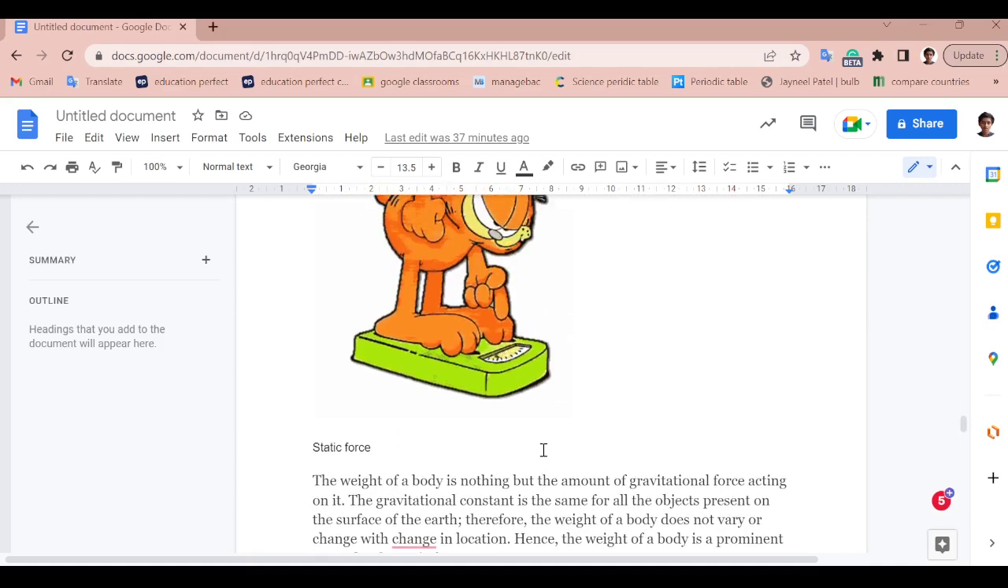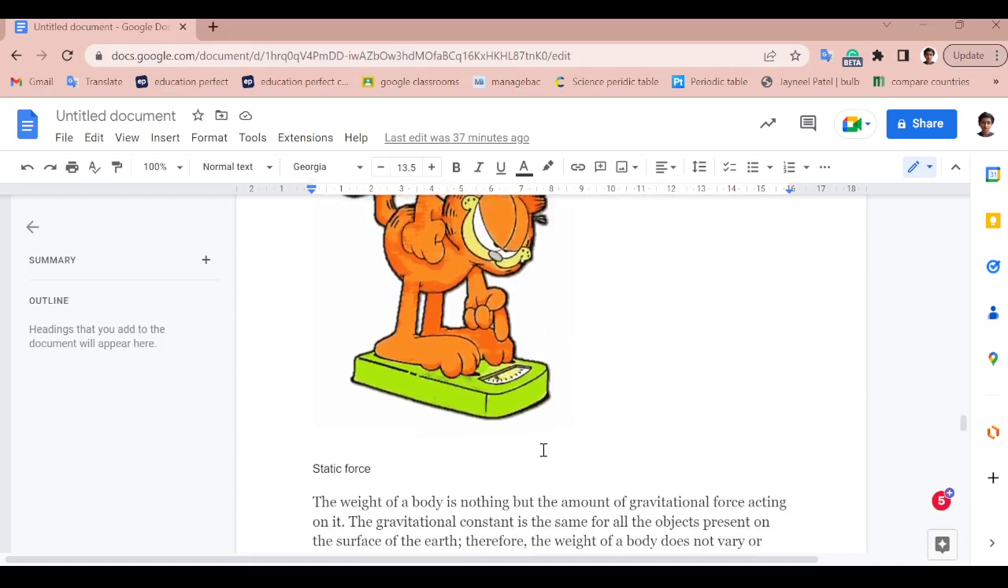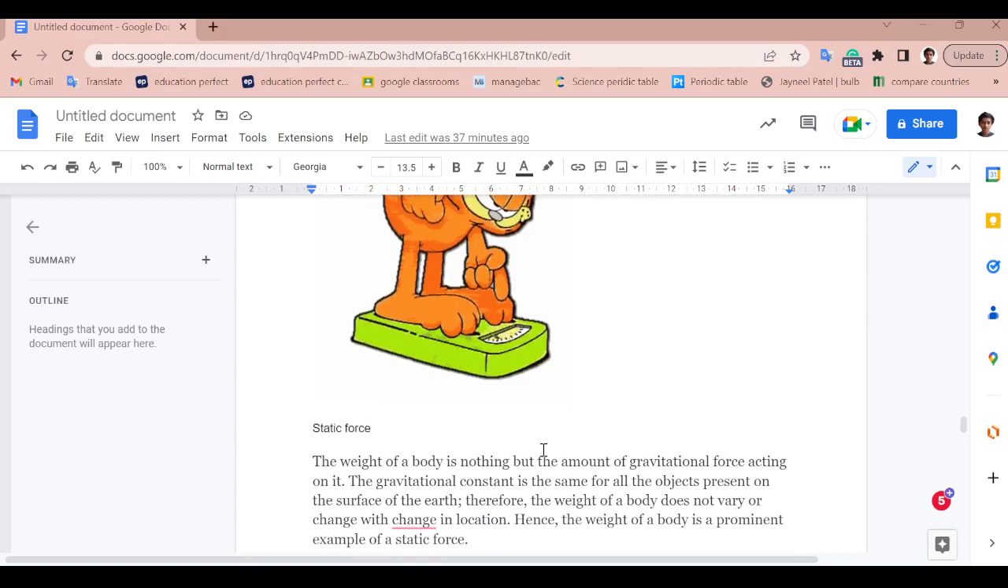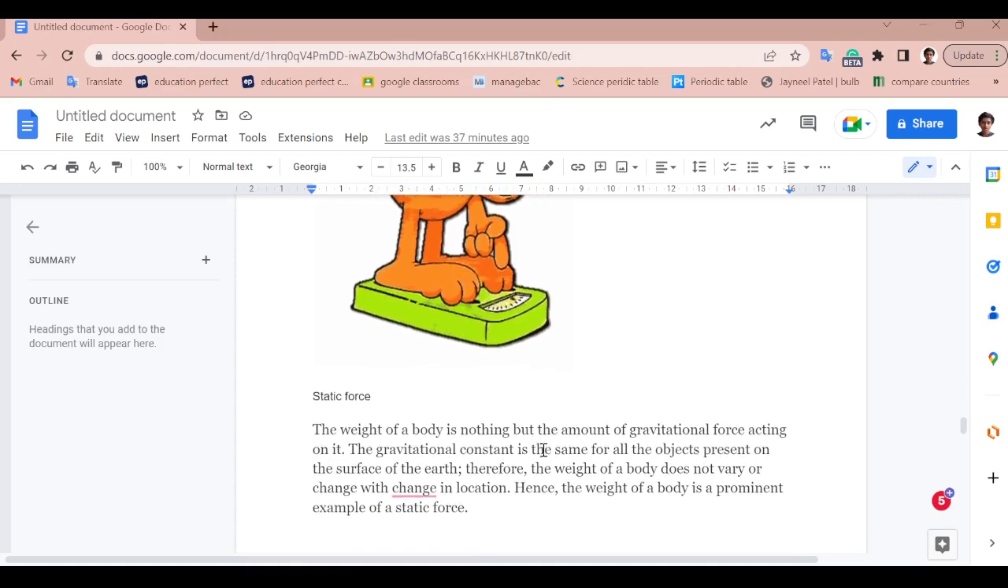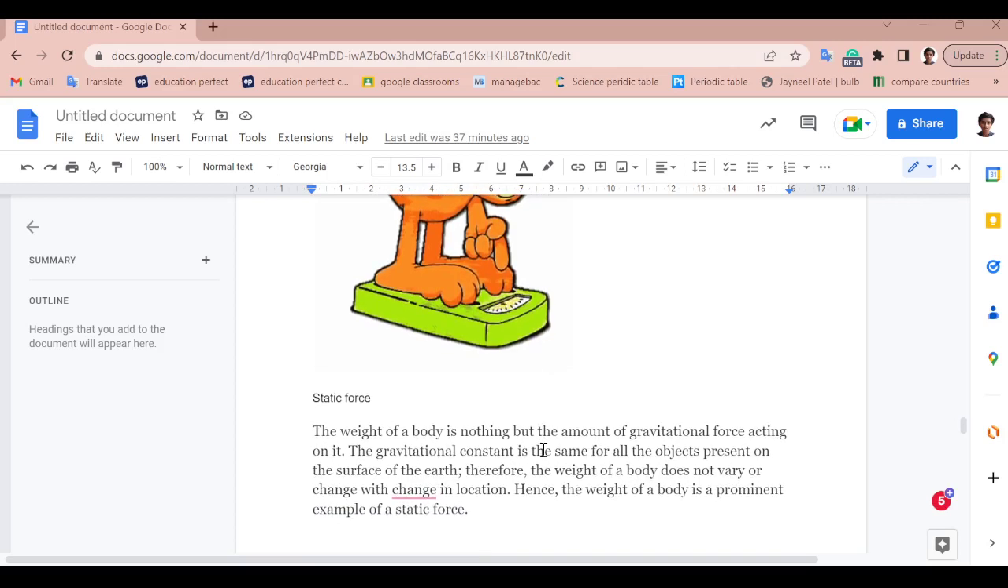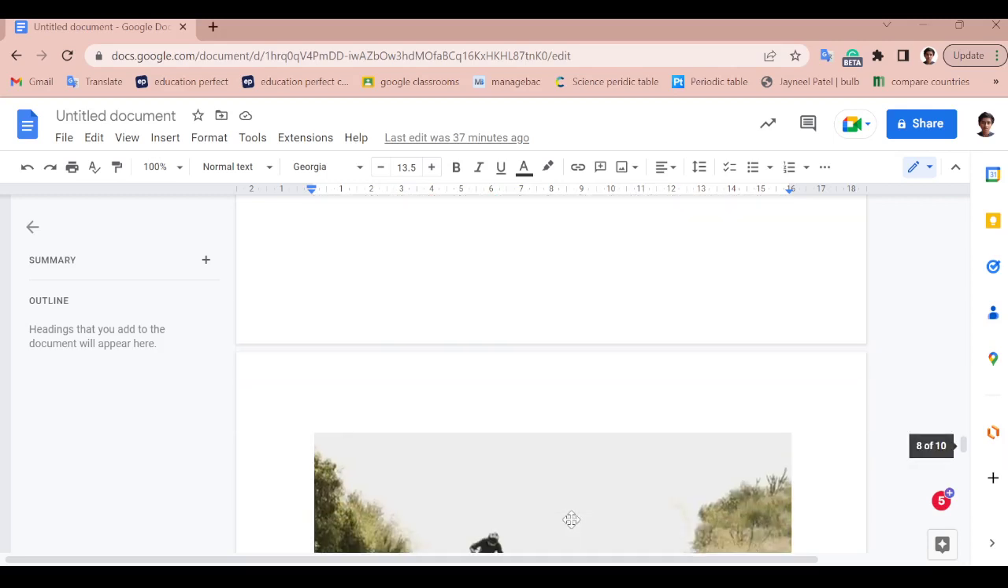Static force. The weight of a body is nothing but the amount of gravitational force acting on it. The gravitational constant is the same for all objects present on the surface of the earth. Therefore, the weight of an object does not vary or change with a change in location. Hence, the weight of a body is a prominent example of a static force.